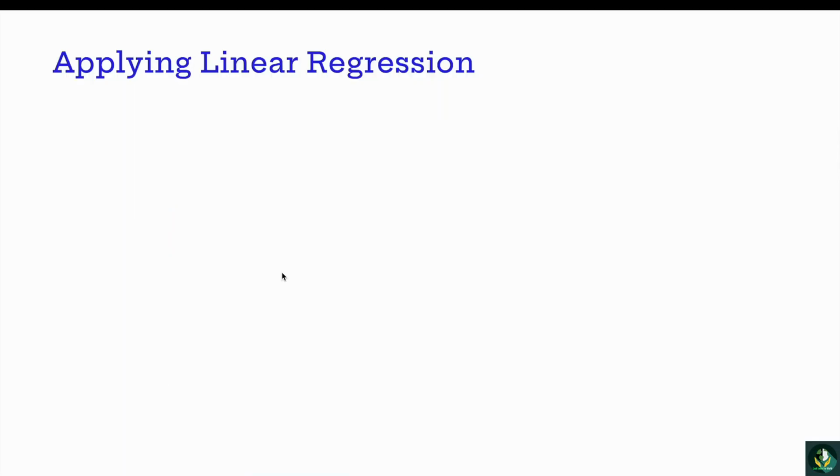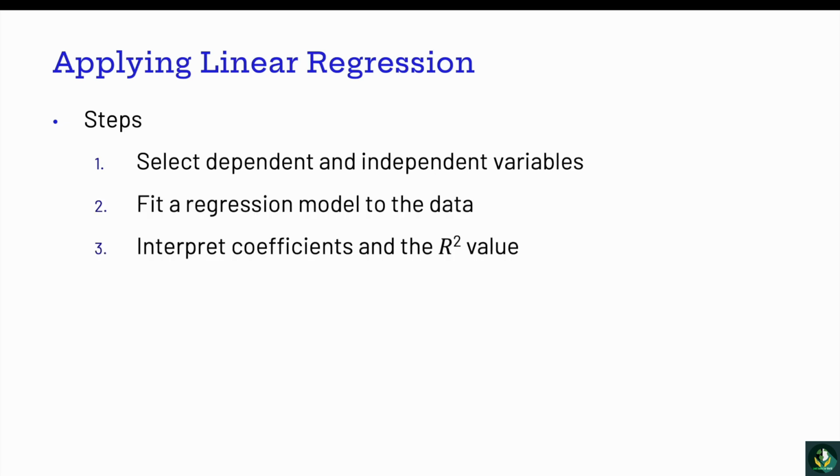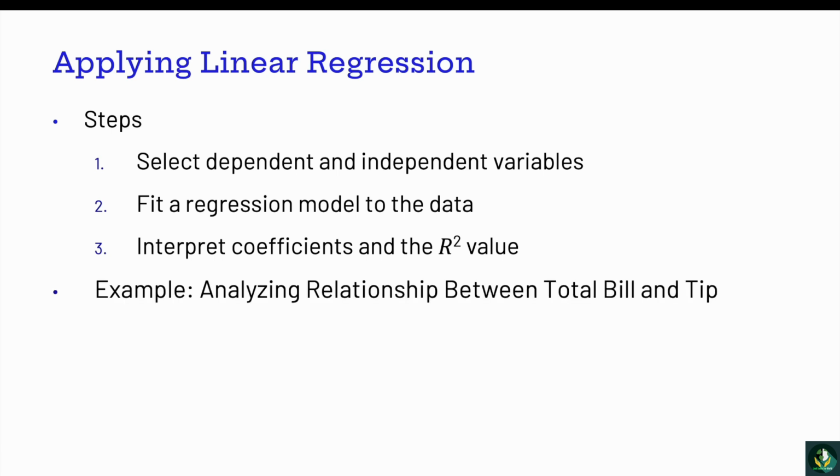Next is applying linear regression. The steps that we'll follow here include: first, we will select the dependent and independent variables. We'll fit a regression model to the data and interpret the coefficients and the R-squared value. So the example we will be doing is analyzing the relationship between total bill and the tip.